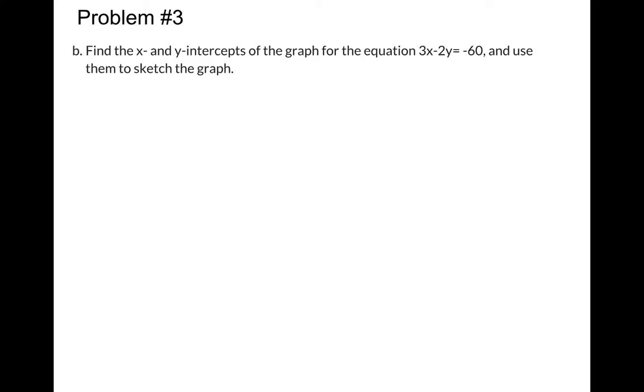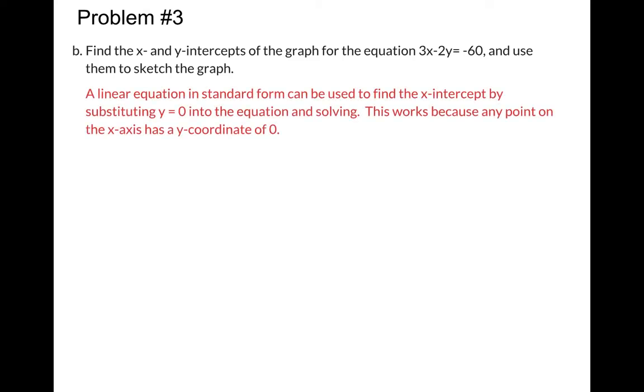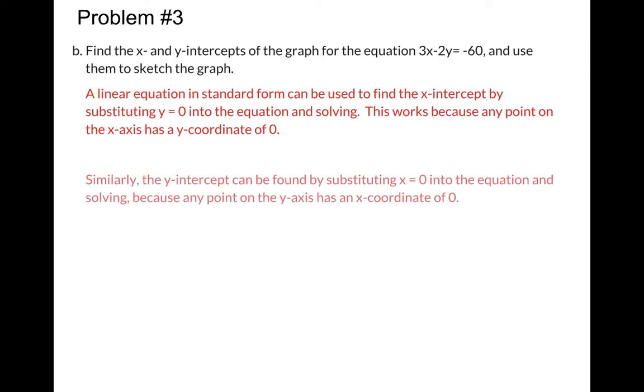The next question is to find the x and y intercepts of the equation, and then use them to graph it. So what I need to understand is that I can substitute in 0 for y to get the x-intercept, because where the line crosses the x-axis, the value of y is going to be 0. Similarly, if I want to find the y-intercept, I can substitute x equals 0, because where the line crosses the y-axis, the value of x is going to be 0.